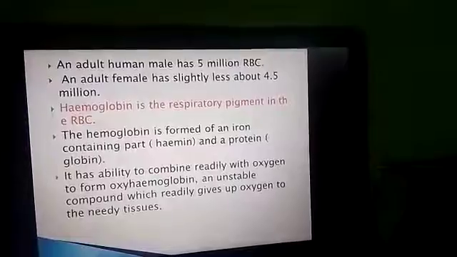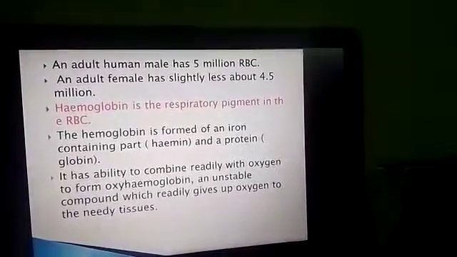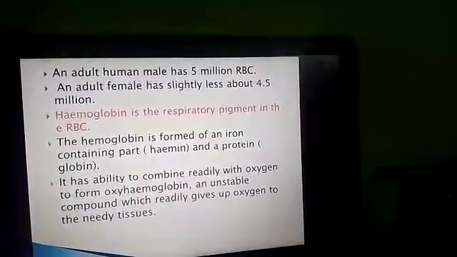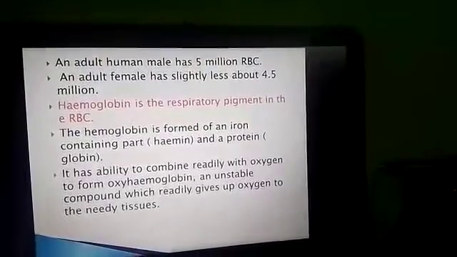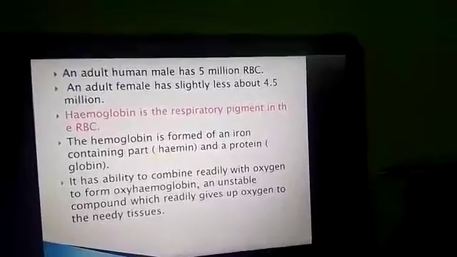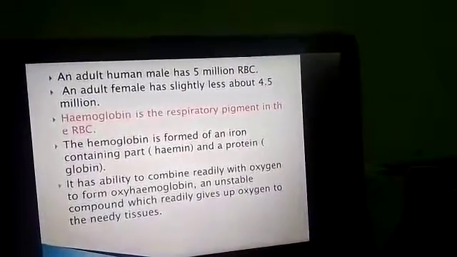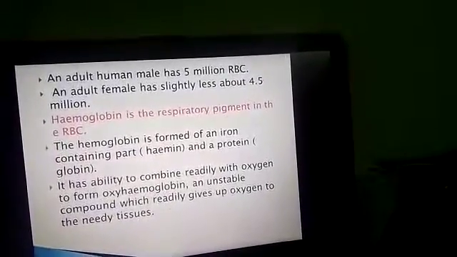Hemoglobin is formed of an iron-containing part, which is hemin, and a protein-containing part, which is globin. That is why hemoglobin contains iron and protein. Thus it forms hemoglobin, which is a respiratory pigment, and it is red in color. It has the ability to combine with oxygen.